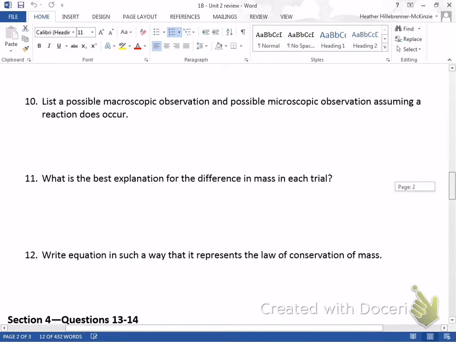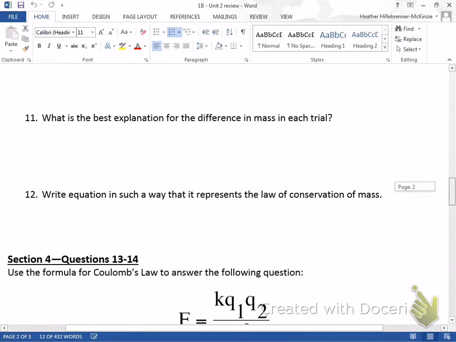What is the best explanation for the difference in change in mass? Well, in the first trial, we had a difference of what? We had a mass, so we had 105, right? It was like 0.0, and it went to 106 what? 0.1.